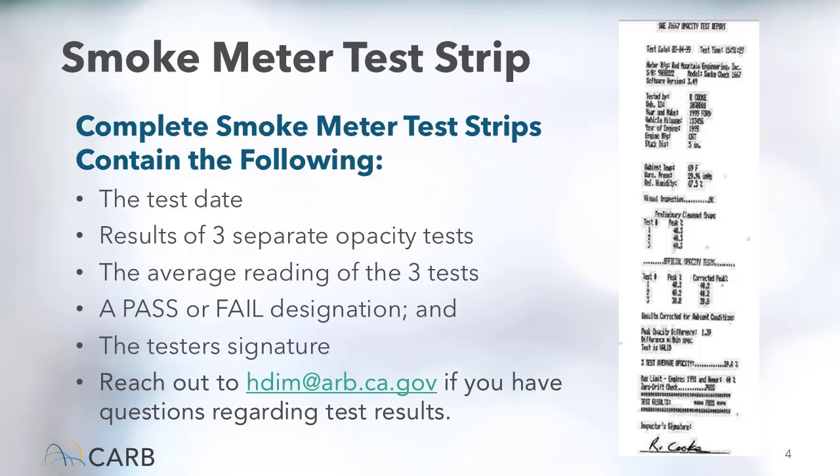If the vehicle being tested is non-gasoline as well as non-diesel, the opacity test does not apply. For help with additional questions regarding test results, please reach out to hdim@arb.ca.gov.